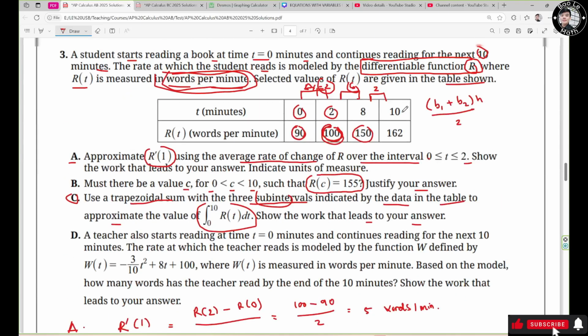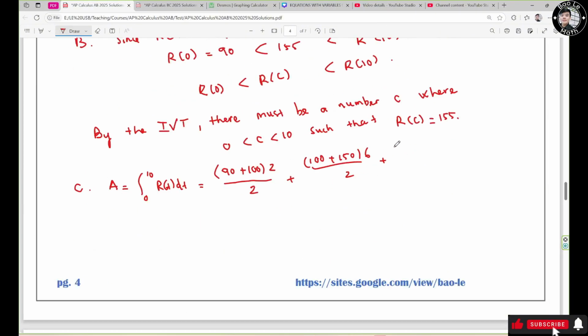Now plus the third one, 150 plus 162 times 2 divided by 2, right? 150 plus 162 times 2 divided by 2, right? 190 plus 750 plus 312. Then the final answer must be 1252 words.